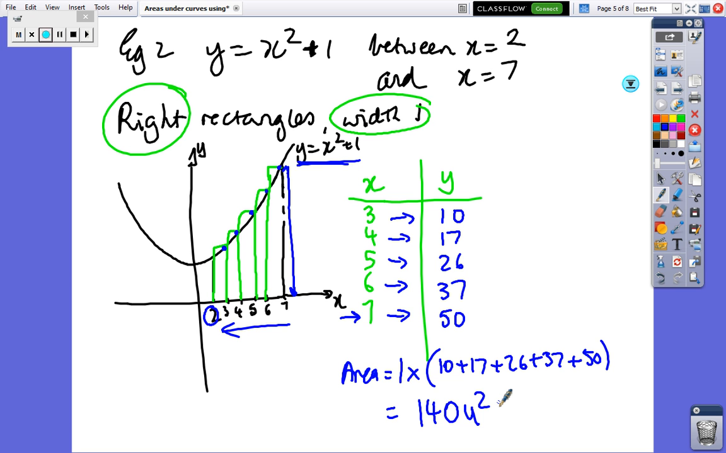Okay, so left rectangles, you look at the left hand side and you start from the lower number, and the right rectangles you go to the top number and come back, and you'll get practice on that.